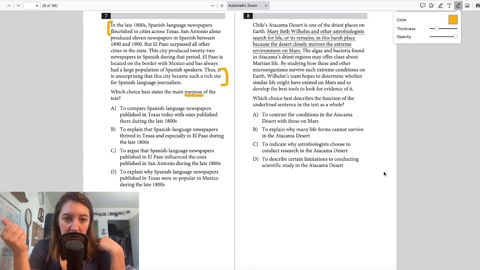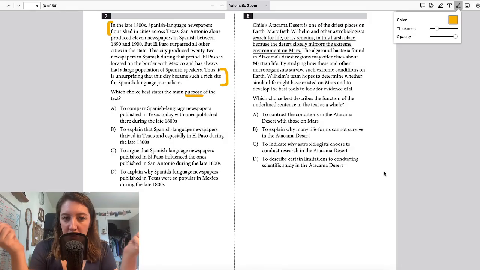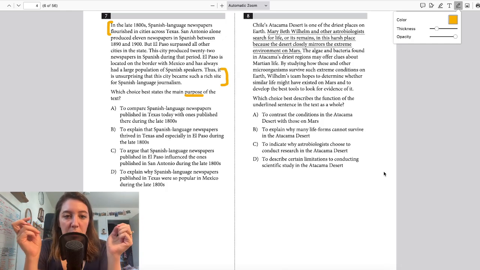So that would be C in this case. It's maybe like one of the points, but it's not the whole picture. Then you're going to say there's something that's too broad, right? So this one, just looking ahead, this might be D, to explain why Spanish language newspapers published in Texas were so popular in Mexico during the late 1800s. That might go outside of the scope of what this paragraph is talking about, since it sounds like they're specifically talking about a city in Texas and not anything broader than that, right? So if they're expanding the reach of the purpose into Mexico, it might be too broad, right?